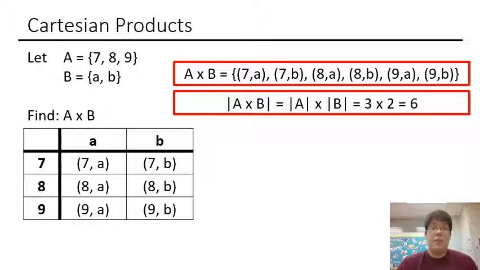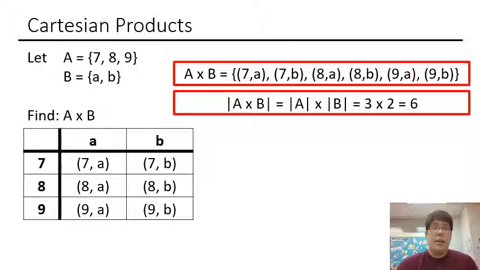Well, before we do that, let's look at the cardinality of the set A crossed with B. It turns out by definition that if you're looking at the cardinality of that set, you're going to take the cardinality of A and multiply it times the cardinality of B, and that's how many elements should be in your crossed set. So in other words, I have 3 elements in A, I have 2 elements in B. So 3 times 2 equals 6. So A crossed with B should have 6 elements: 1, 2, 3, 4, 5, and 6.